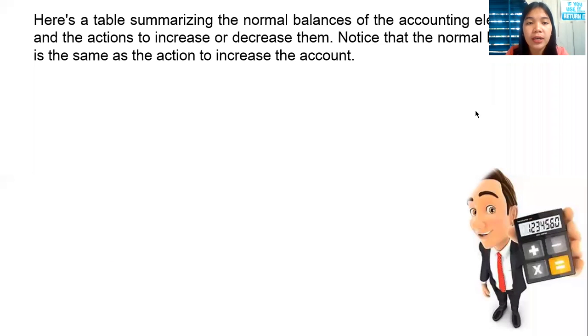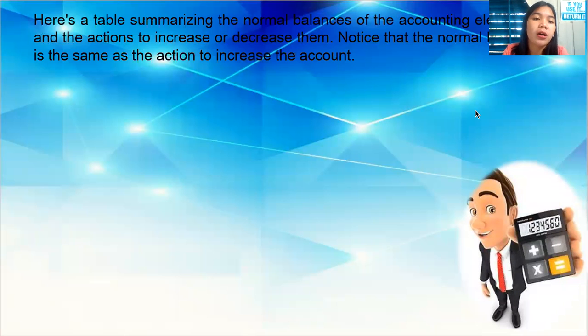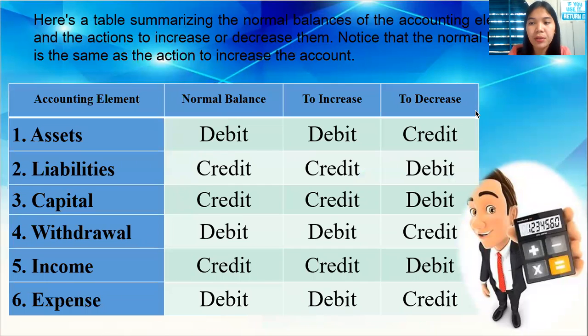Always remember that one. So next, here's the table summarizing the normal balances of the accounting elements. Here's the table. You don't need to memorize all of this, only familiarize yourself with it. We have here the accounting elements, which are the assets, the liabilities, the capital, withdrawal, income, and expenses. Always remember that the asset normal balance is debit side. Liabilities, credit; capital, credit; withdrawal, debit; income, credit; and expense, debit.